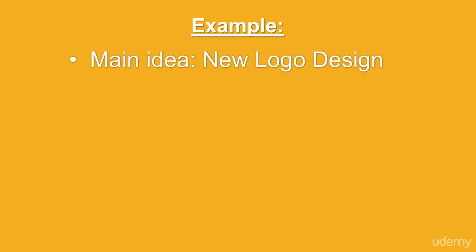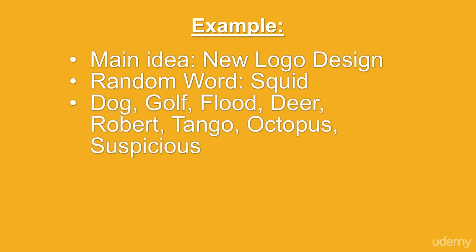So the main idea is someone wants to come up with a new logo design, okay? The random word that they start with is squid. And then they take the last letter of squid, which is D, and they come up with the next word, which starts with D. So they come up with dog, and then golf, and then flood, and deer, and the name Robert, and tango, and octopus, and suspicious.